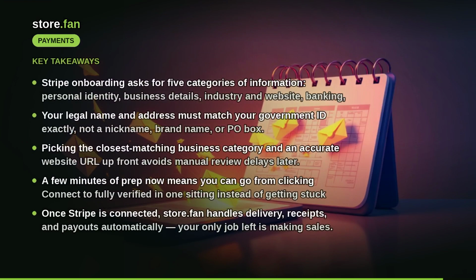Key takeaways. Stripe onboarding asks for 5 categories of information: personal identity, business details, industry and website, banking, and, for some accounts, a photo ID. Gather all 5 before you start.